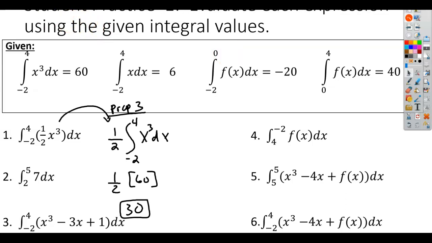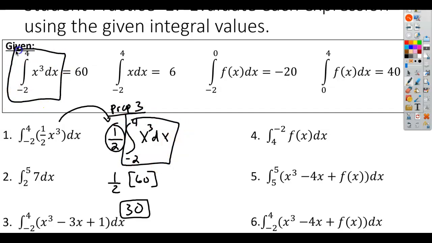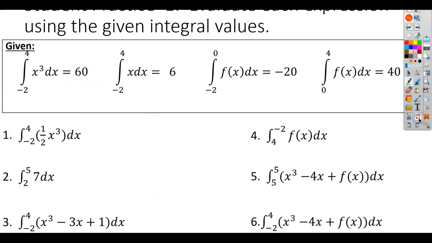So for number 1, I applied property 3 first, and I took the half out because that's a constant multiplier. After I took out the half, this integral matched this integral, so I can just replace that integral with what it equals, 60. And so half of 60 is 30. So that's the answer to number 1.